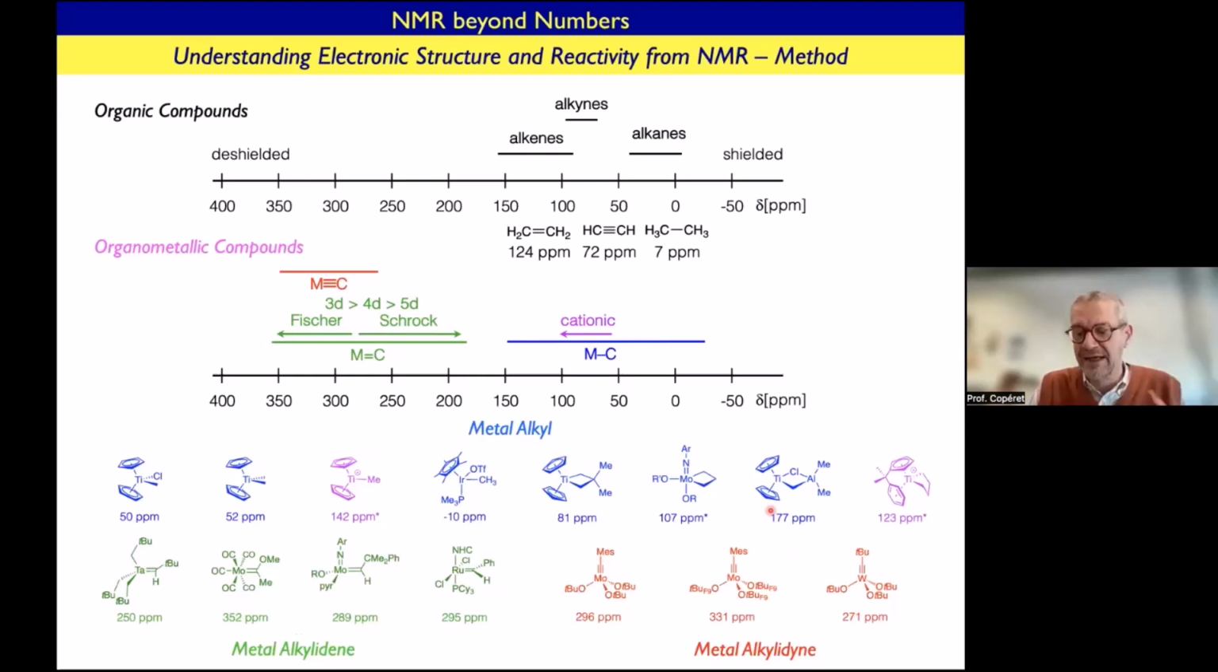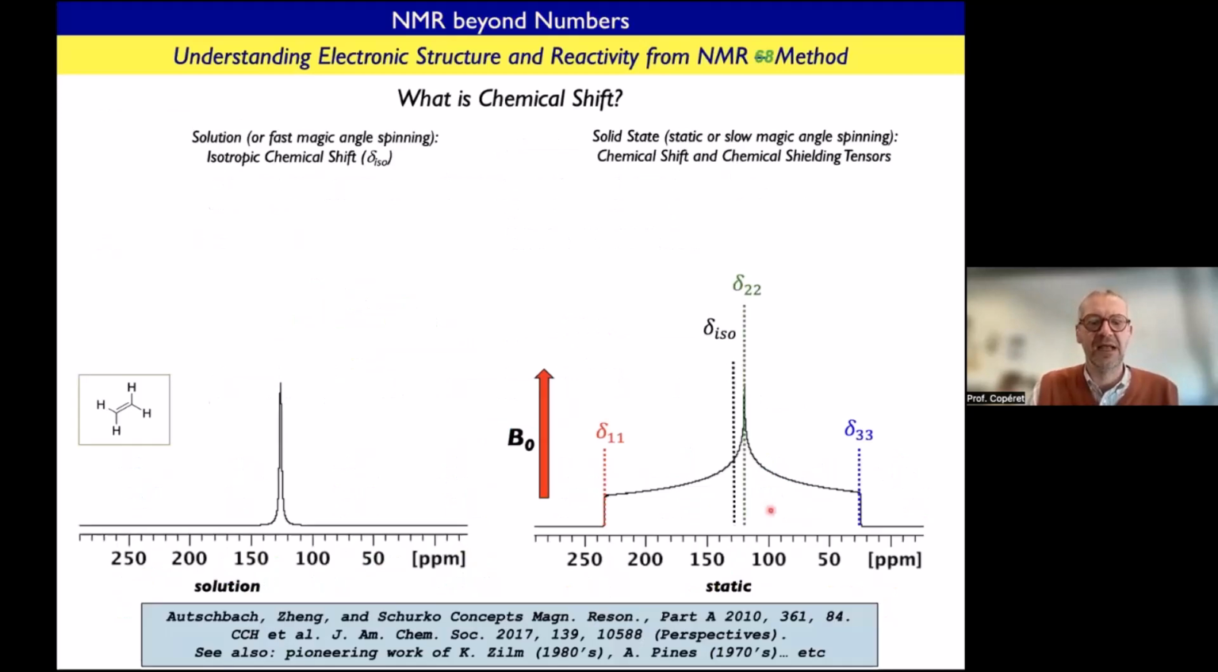But before I go there, let's go back to basics, to what I call NMR, maybe not 101, but about 101. If I take the simplest possible compound with a double bond, because it will illustrate my discourse a bit better, ethylene, and you put ethylene in solution, typically you see a very nice narrow line around 120 ppm, 128 exactly.